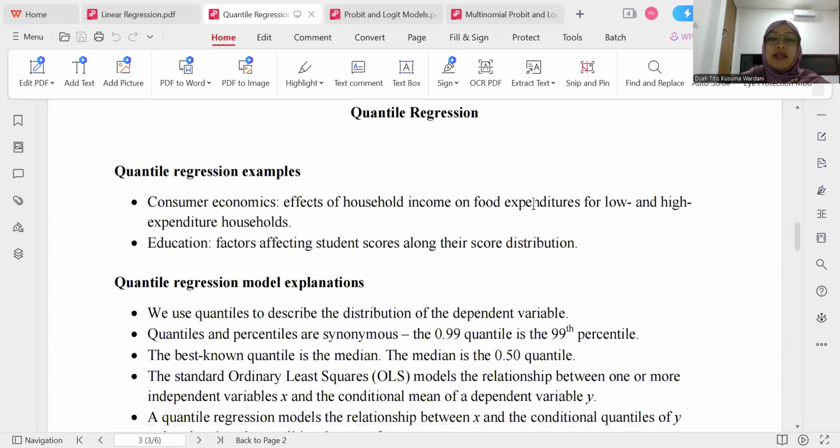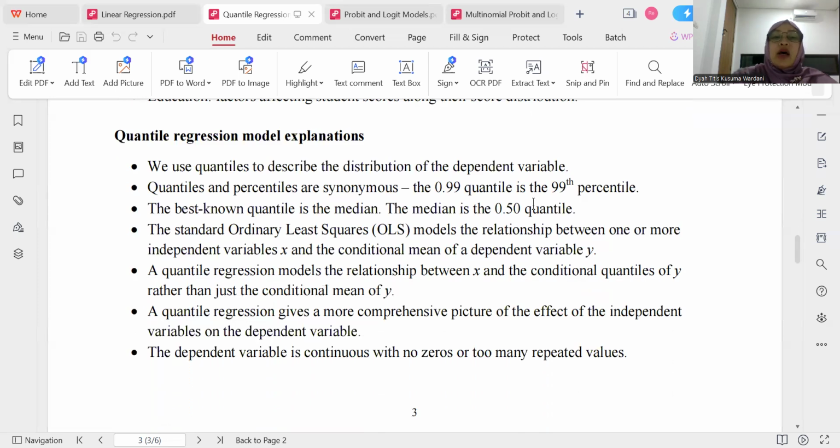Okay, quantile regression. Here I'll give you some examples of economics models that use quantile regression. You can use it in consumer economics, for example, the effect of household income on food expenditure for low and high expenditure households. Then, in education, for example, the factors affecting students' scores along their score distribution.